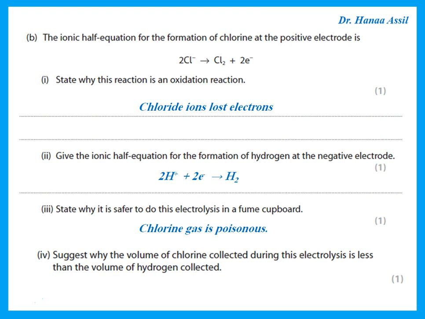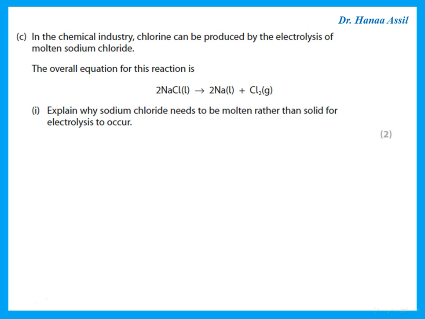Suggest why the volume of chlorine collected during this electrolysis is less than the volume of hydrogen collected. From the equation, they should be the same. Always remember, when we're collecting chlorine over water, we usually collect a volume that is less than what it should be. Why? Chlorine dissolves in water. So some of the chlorine that was produced dissolved in the solution. That's why what we collected is less than what it should be.